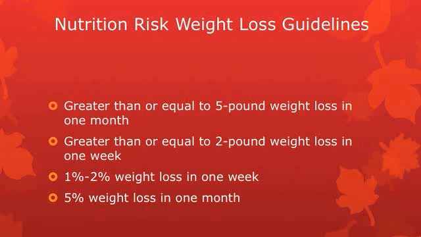So when we're looking at who are these patients that are considered at nutrition risk, we're looking at people who have greater than or equal to a 5-pound weight loss in 1 month, greater than or equal to a 2-pound weight loss in 1 week, 1 to 2% weight loss in 1 week, or a 5% weight loss in 1 month. So it's little calculations we do. If the person says, well, I've lost 6 pounds in the past month, you do a little calculation to figure out what that is percentage-wise.